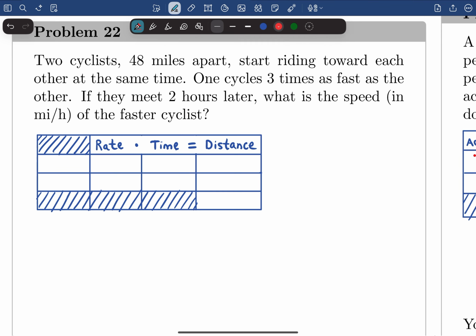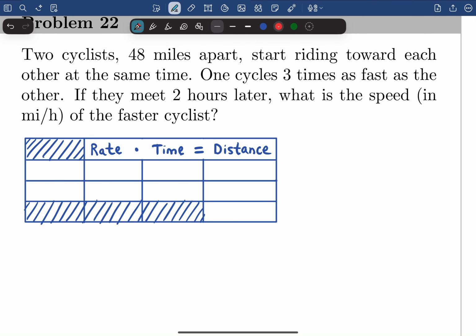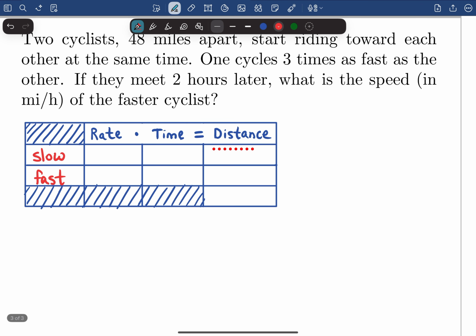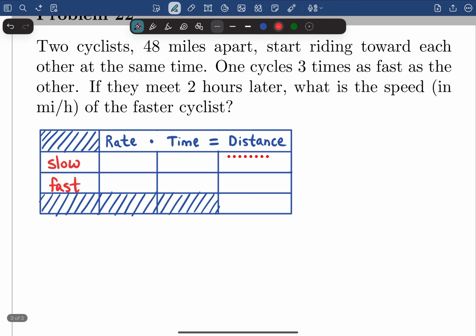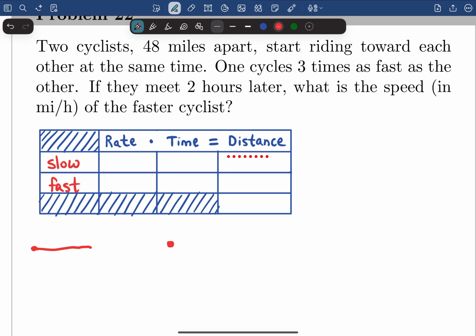Well, it seems to me like we're dealing with somebody who's going slower and somebody who's going faster as a cyclist. So I'll put the slow one and the fast one. Now, they start 48 miles apart, right? So here they are, 48 miles apart, and they start riding towards each other.